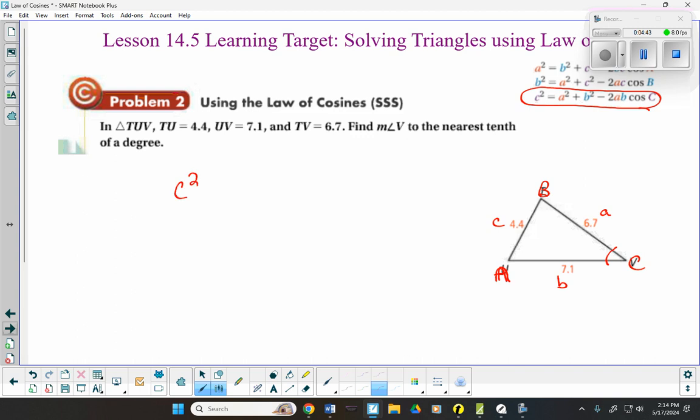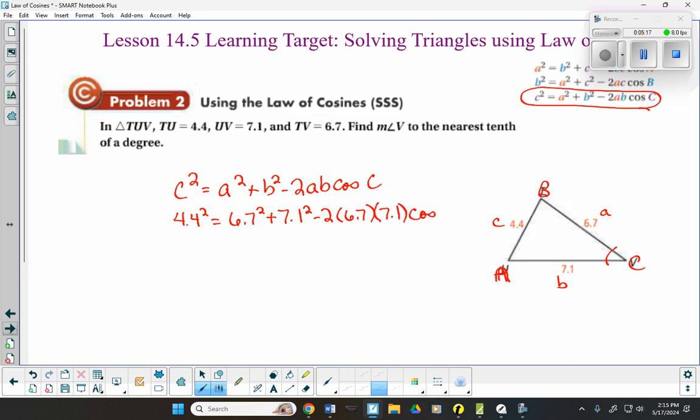So I'll write that down. C squared equals A squared plus B squared minus 2AB cosine of C. Then we can plug in our values. C squared would be 4.4 squared, A squared would be 6.7 squared, B squared would be 7.1 squared, minus 2 times 6.7 times 7.1 cosine of angle C.